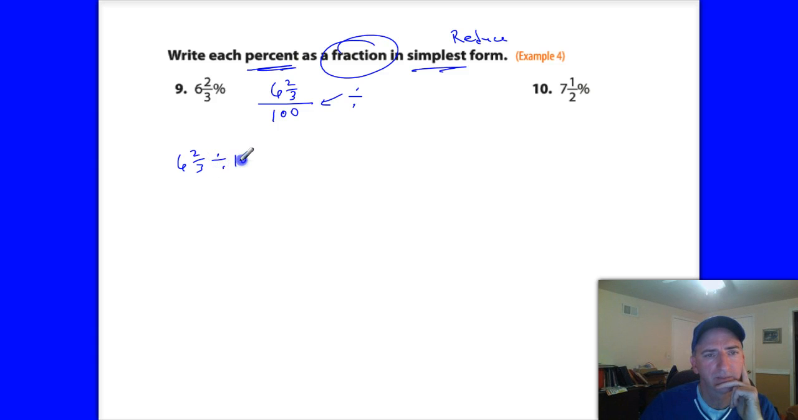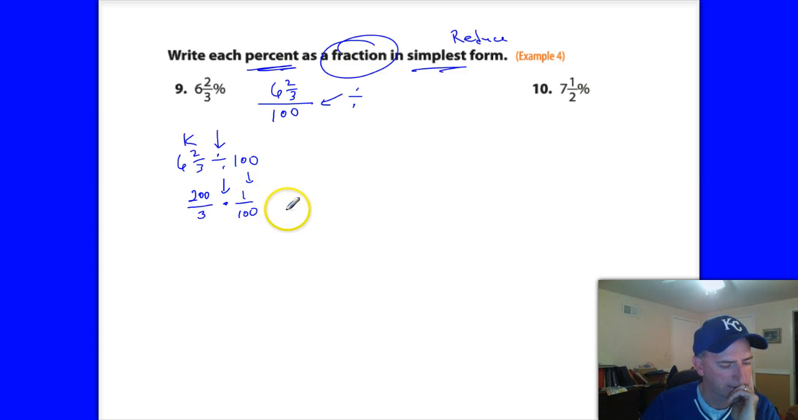Now you've got to do a little math here. 6 times 3 plus 2, that's 20 thirds. Now I'm going to do keep, change. That one stays the same, but since I don't have to do anything to 100, I can go ahead and change that to multiply, and I can change that to 1 over 100. Okay, that's all you do here.